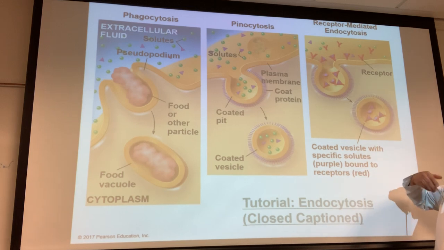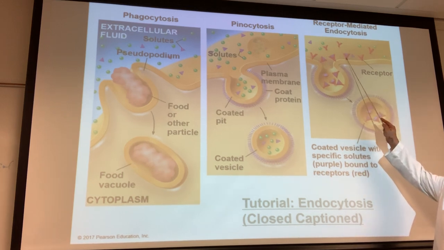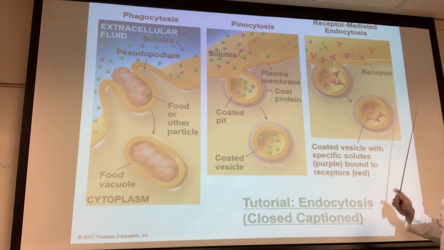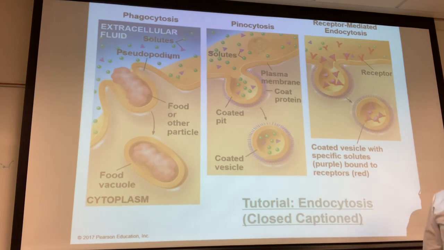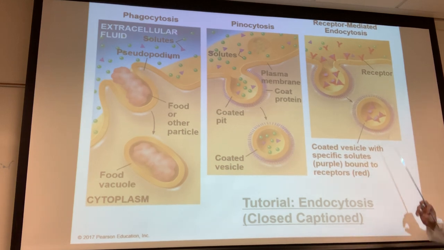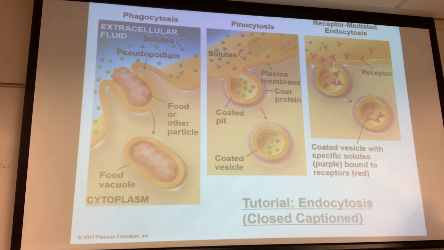If whatever it is you want to enter the cell has to have a receptor for it to come in, then it's called receptor-mediated endocytosis. The word mediated means helped. You need a receptor to bring it in. Obviously, this is a membrane protein.